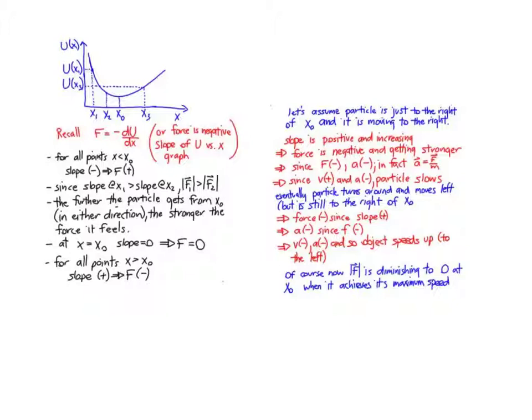Eventually the particle will stop and turn around and begin moving left, but it is still to the right of x naught. Now the force remains negative since the slope is positive. The acceleration is negative since the force is negative, but the velocity will be negative since it started from rest and had a negative acceleration. So the object will speed back up toward the origin, or return to the middle of its oscillation. Of course, now the magnitude of the force is diminishing to 0 when it is at the equilibrium position x naught, which of course is when it achieves its maximum speed.